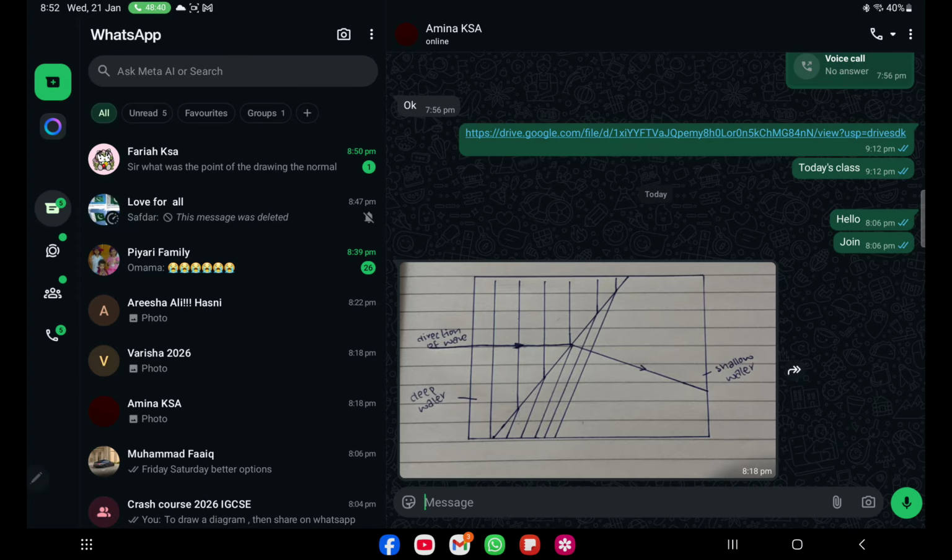All students should use a ruler. They should use a sharp pencil, and I am waiting for reflected wavefronts.